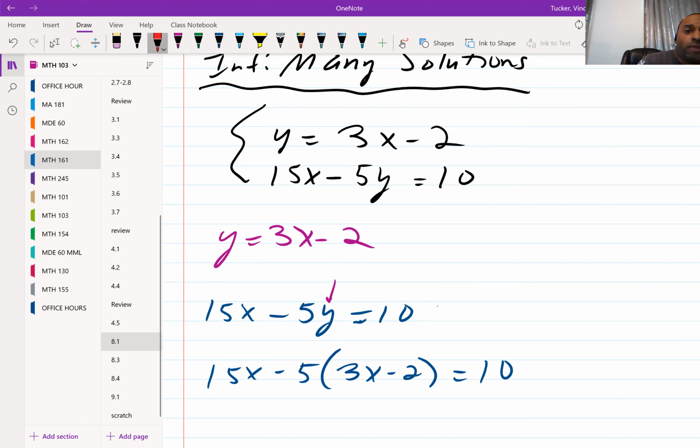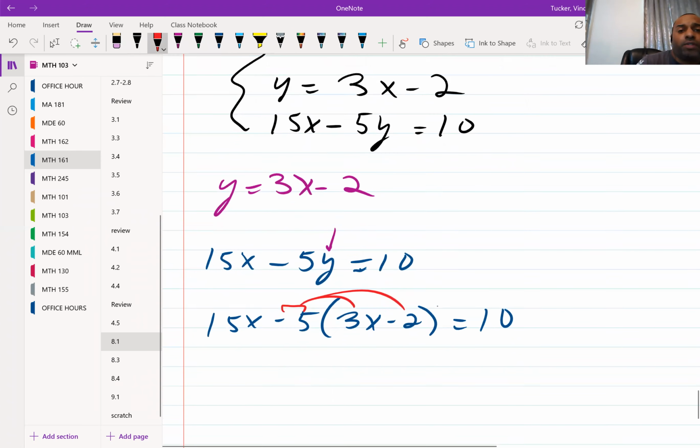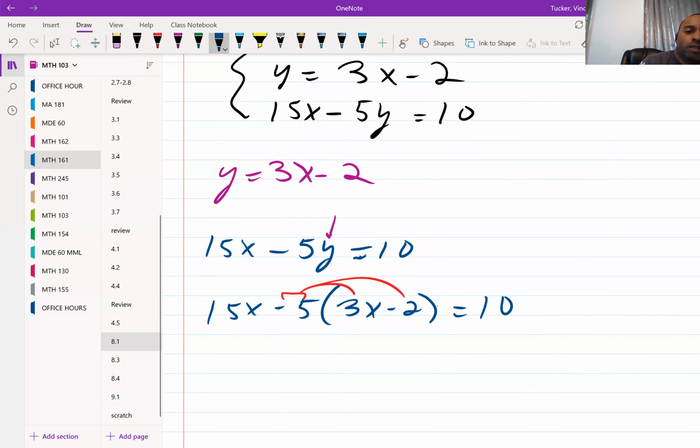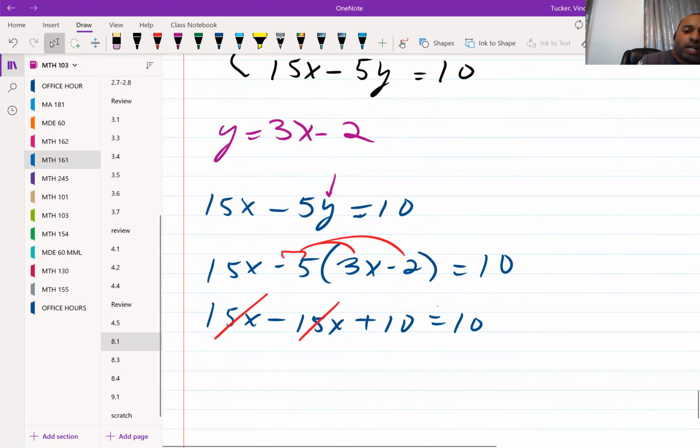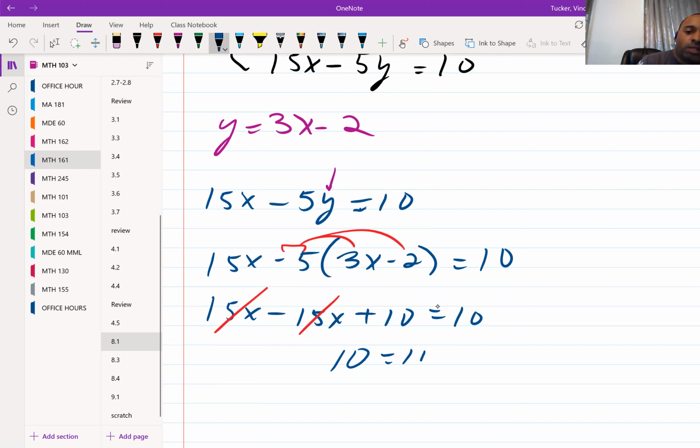Now we can go ahead and solve that. So we're going to distribute -5. Make sure you don't lose that negative in your distribution process. So we have 15x minus 15x plus 10. -5 times -2 is a positive 10 equal to 10. 15x minus 15x cancels. And that leaves me with 10 equal to 10. And that is a true statement.